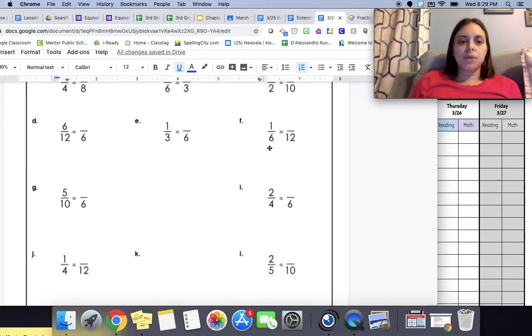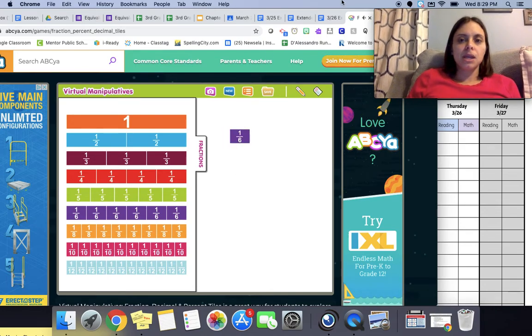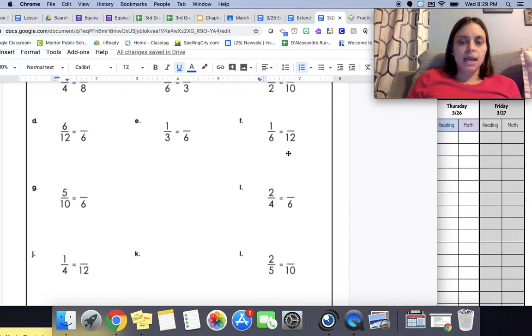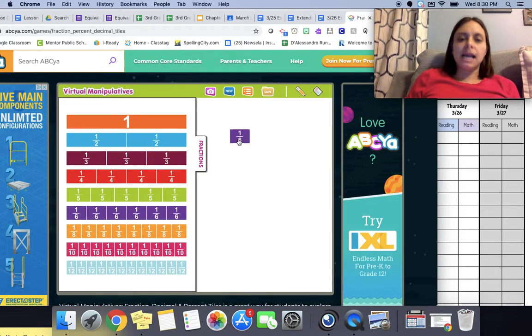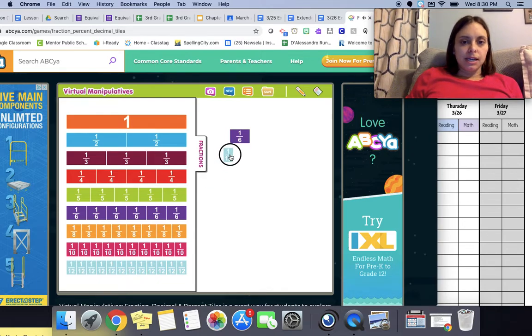So letter F, we need to see how many 12ths are equivalent to 1/6. So first we're going to build 1/6. So we're using our 6ths a lot in these problems. So here's 1/6. And now I need to see, okay, how many 12ths are equivalent to 1/6. How many 12ths would you need to be the same size as that 1/6 piece? So I'm going to find my 12ths pieces, my pieces that are divided into 12 equal parts. And I can quickly see that 1/12 is not equivalent to 1/6.